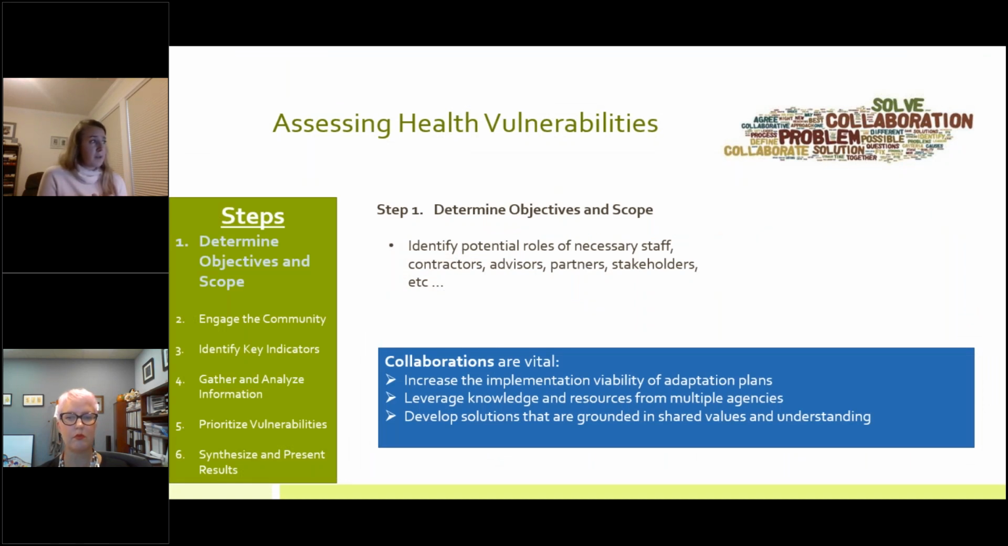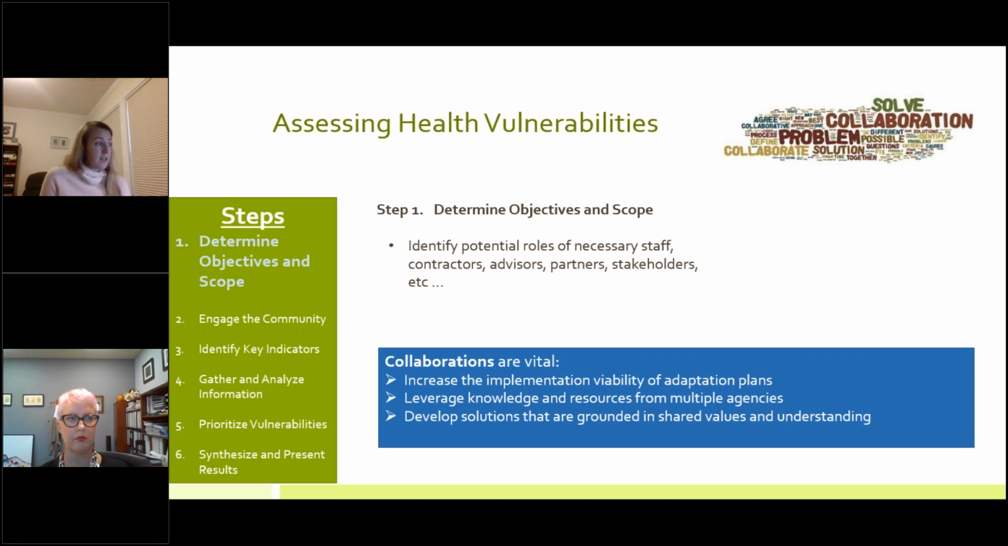So last thing on step 1, and this really brings us over to step 2, is to determine objectives and scope. Part of what you do here is identifying potential roles of necessary staff, contractors, advisors, partners, stakeholders. So basically start thinking about who out there might have a role in your planning process, because the next step is going to be to start engaging the right people.